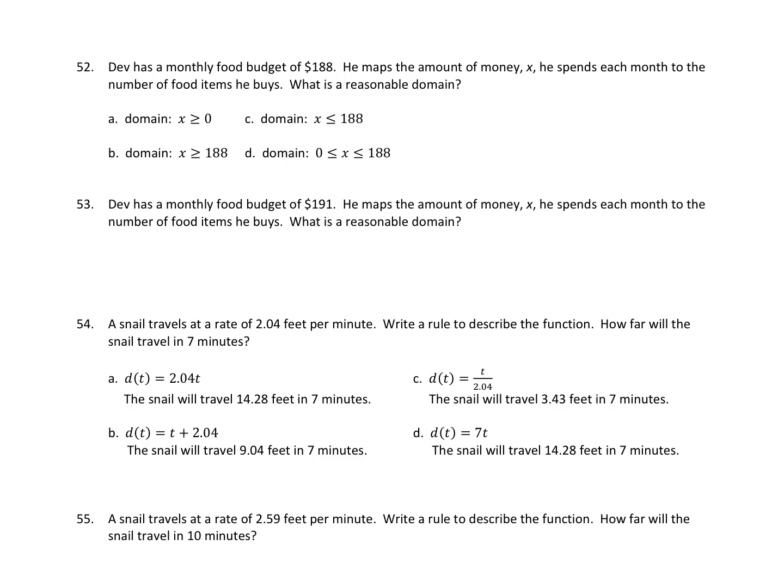All right, number 52. Dev has a monthly food budget of $188. He maps the amount of money X he spends each month to the number of food items he buys. What is a reasonable domain? So in this example, they are telling us that X is the amount of money that he is spending on his food.